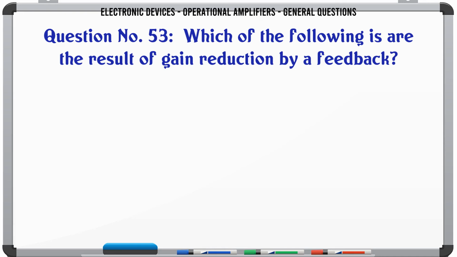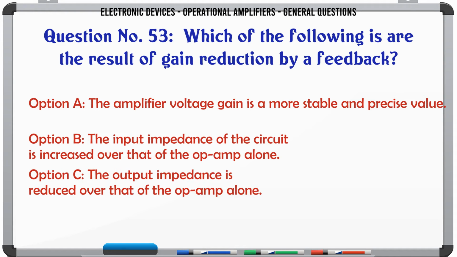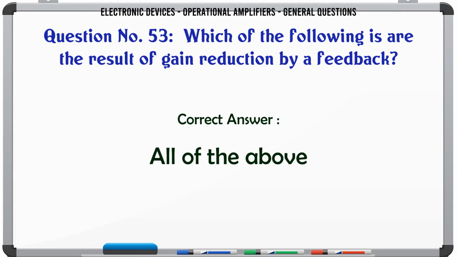Which of the following are the result of gain reduction by a feedback? A. The amplifier voltage gain is a more stable and precise value. B. The input impedance of the circuit is increased over that of the op-amp alone. C. The output impedance is reduced over that of the op-amp alone. D. All of the above. The correct answer is all of the above.